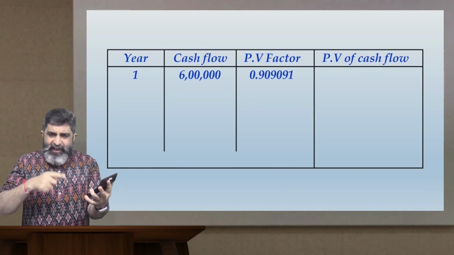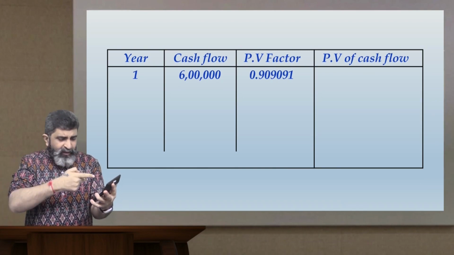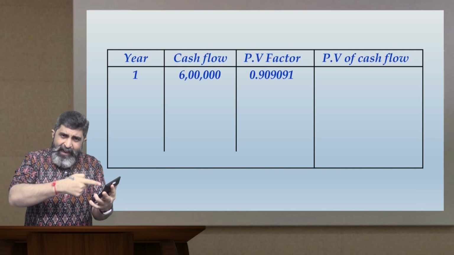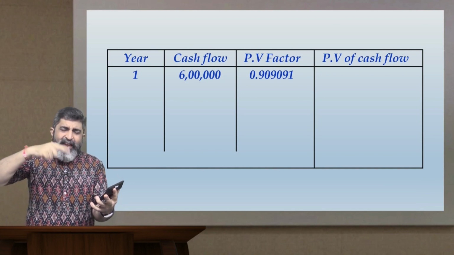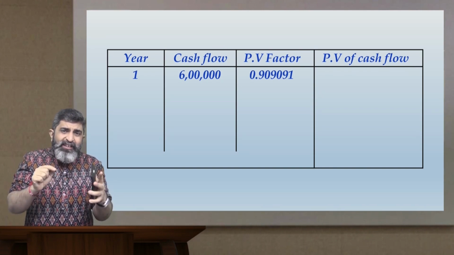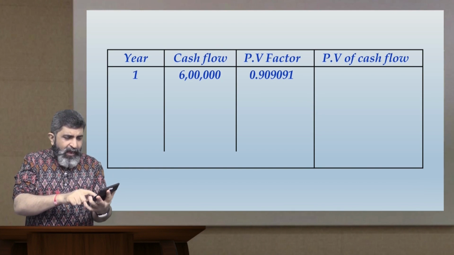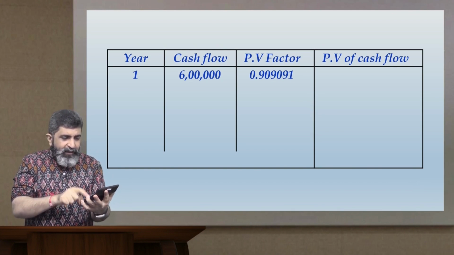Okay, so 0.909091 is what I am getting on my calculator. Actually speaking, on my calculator I get 0.90909090 recurring, but I am rounding it off to just 6 places after decimal, as I told you. Now this value I multiply to 6 lakhs to get the PV of that cash flow.